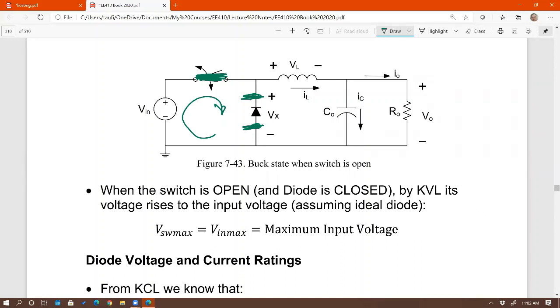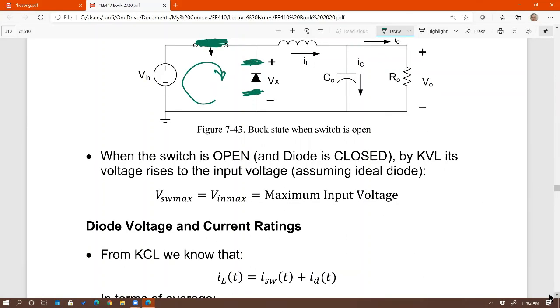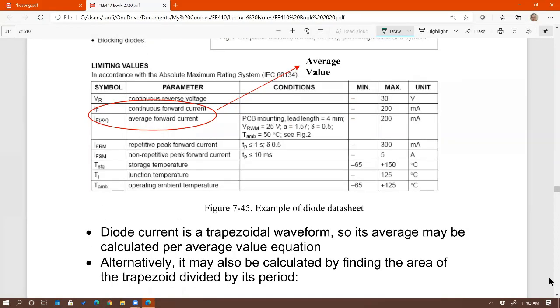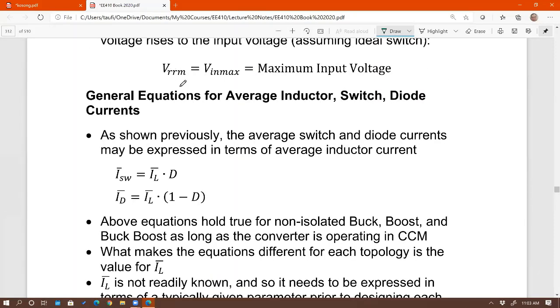So that's how you would size the voltage rating of the MOSFET as well as the diode. The maximum voltage of the switch or MOSFET will be VIN max, so you pick a MOSFET whose voltage rating is larger than VIN max. Same thing with the diode. When you pick the diode, make sure that the voltage rating of the diode is larger than the input voltage right there. That's for the diode. Okay.